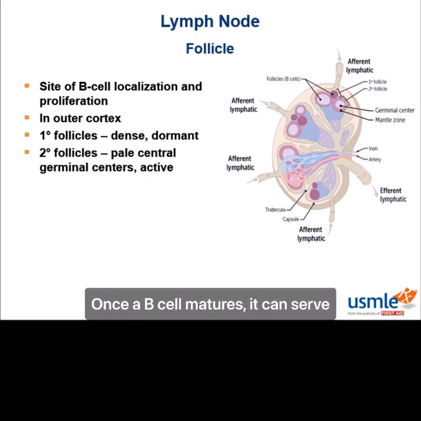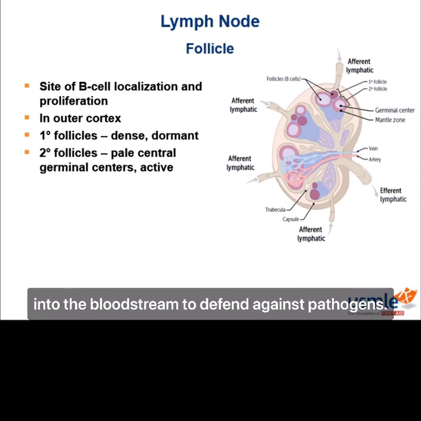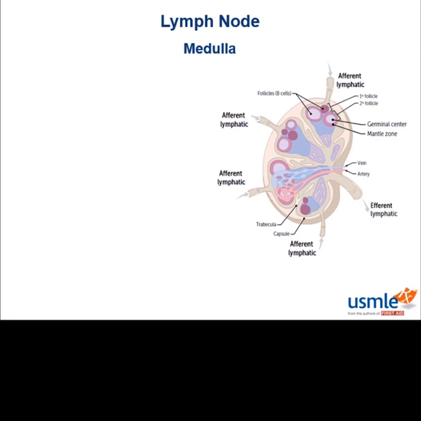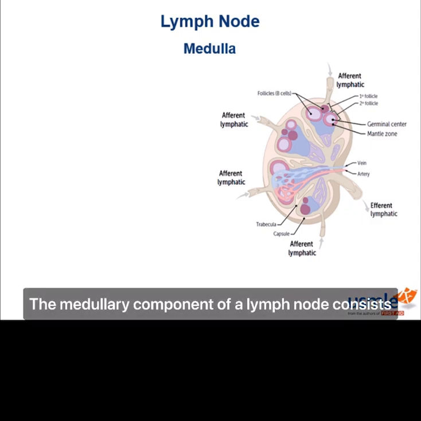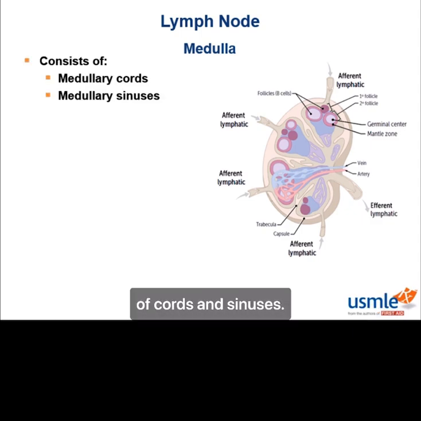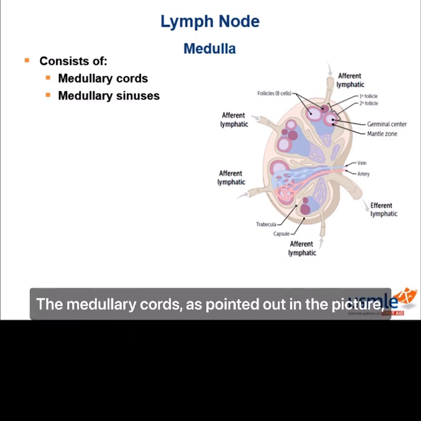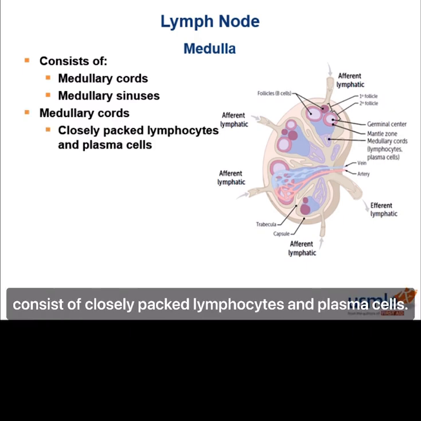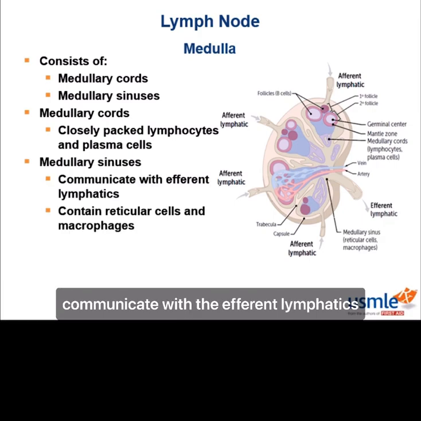Once a B cell matures, it can serve as a plasma cell and secrete antibodies into the bloodstream to defend against pathogens. The medullary component of a lymph node consists of cords and sinuses. The medullary cords, as pointed out in the picture, consist of closely packed lymphocytes and plasma cells. The medullary sinuses, as pointed out here in the picture, communicate with the efferent lymphatics, so the exit system of the lymph node, and these contain reticular cells and macrophages.